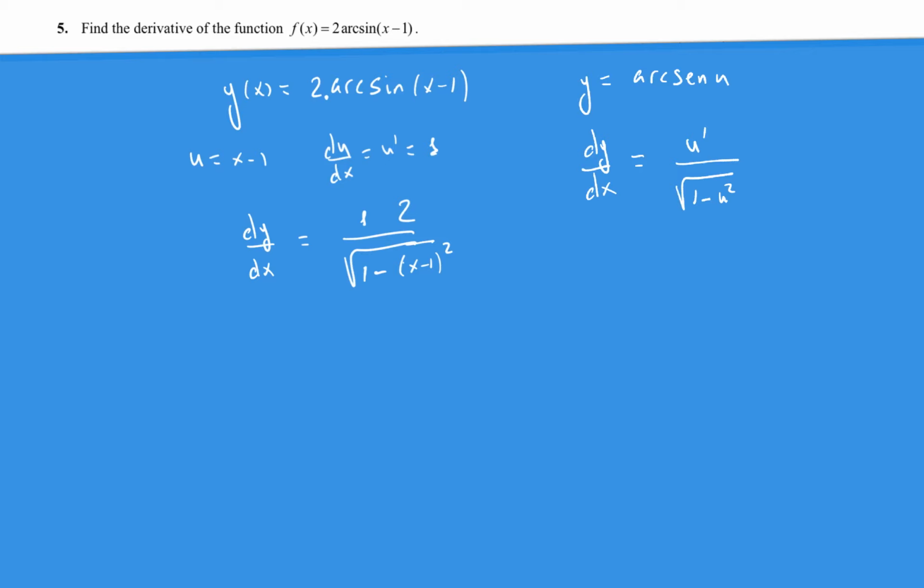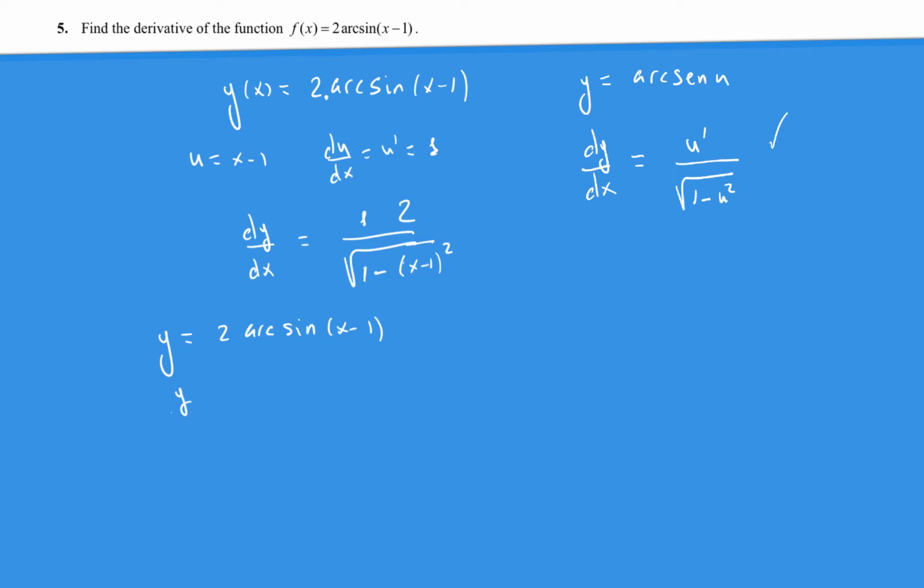I think so, but let's do it in a different way. Let's do it like we should do it, because I never remember these kinds of equations. Okay, let's do it like this. Let's say that y is 2 times arcsine of x minus 1.